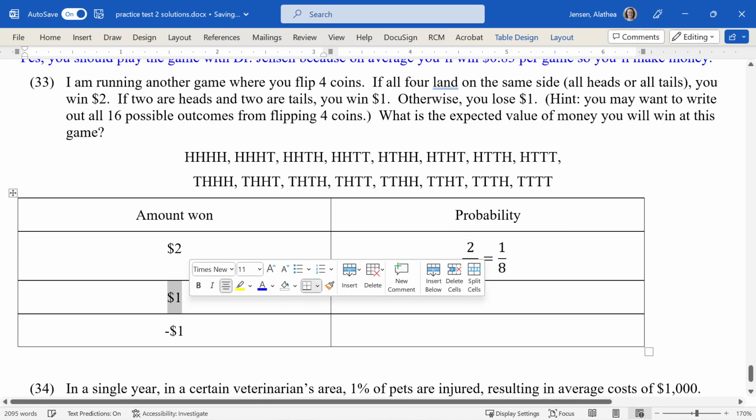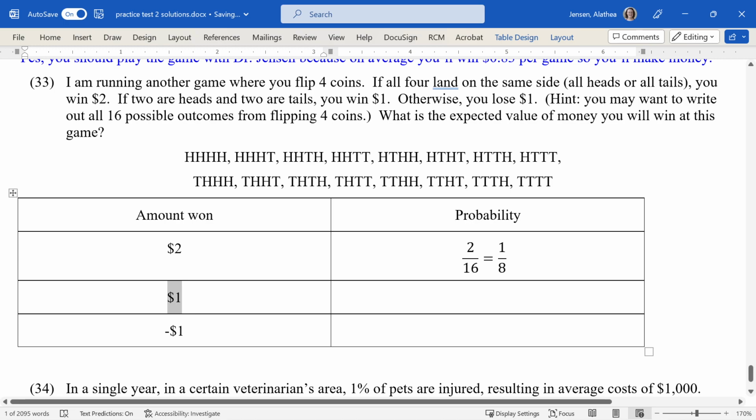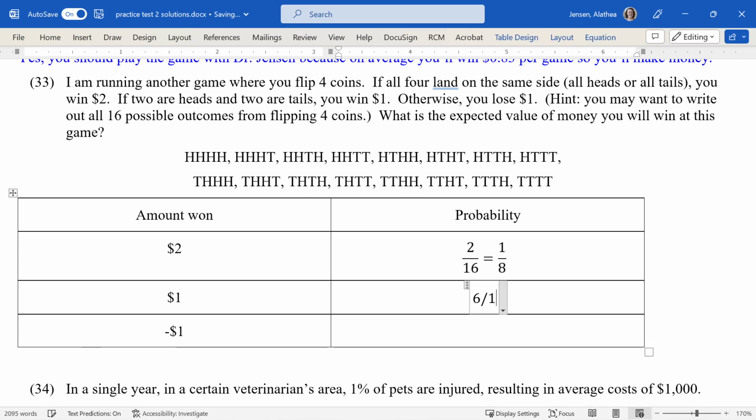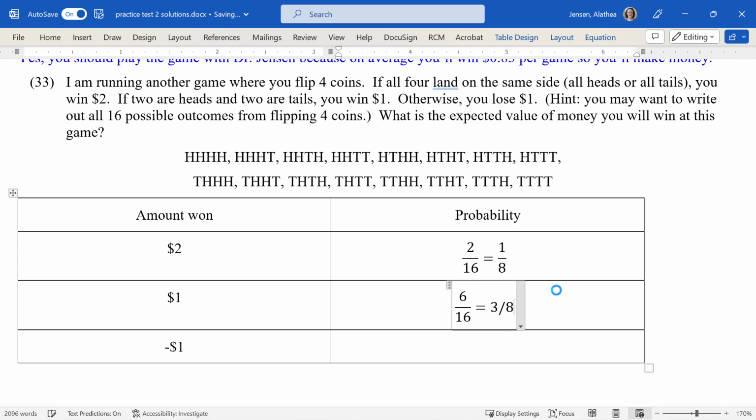Next thing that can happen is winning $1, and that is when 2 of the coins are heads and 2 are tails. So we need to be a little more careful this time because there's multiple ways this can happen. So there's HHTT, there's HTHT, there's HTTH, THHT, THTH, and then TTHH. I believe those are all of them. So that is 6 ways that can happen out of the 16, which is 3 out of 8.